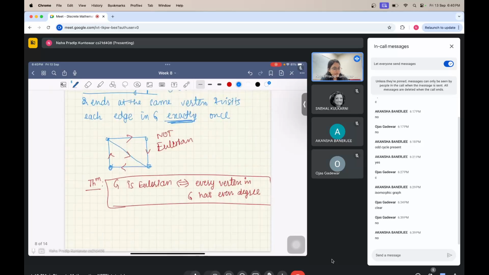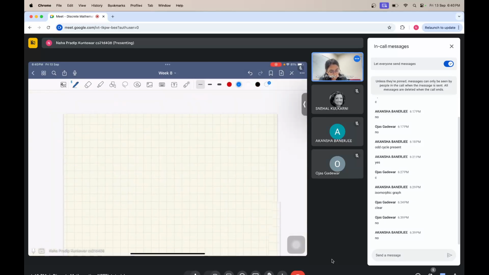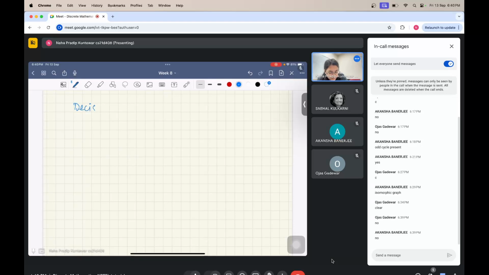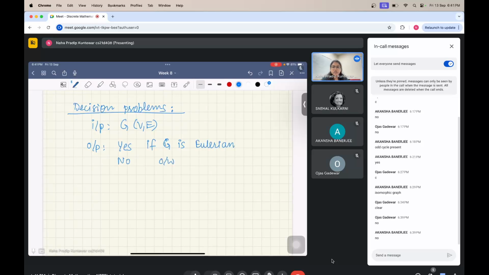So in general, what happens is you deal with what are called decision problems. What do I mean by decision problems? You're given some input, which could be a graph in this case, and your output is yes if it has some property. So in this case, let me call this: if G is Eulerian, and you say no otherwise. So this is the problem that you have.